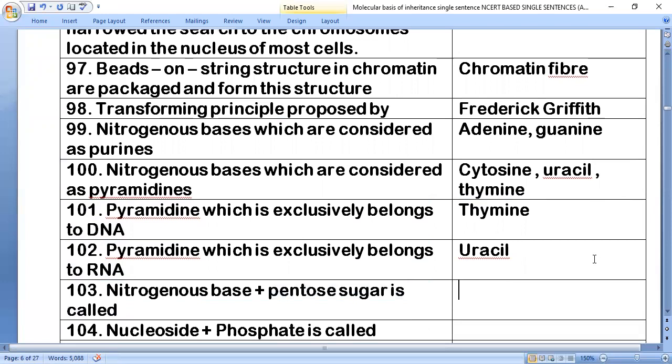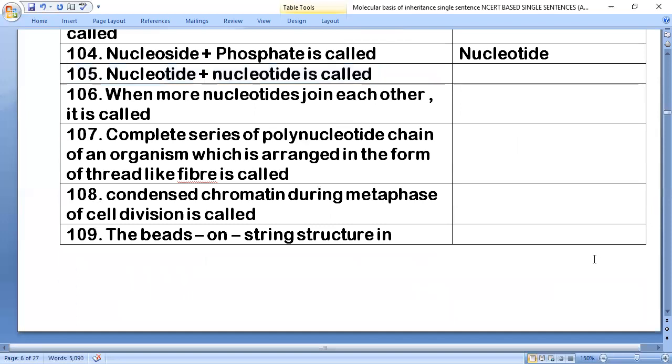Nitrogenous base plus pentose sugar is called nucleoside. Nucleoside plus phosphate is called nucleotide. Nucleotide plus nucleotide is called dinucleotide. When more nucleotides join each other, it is called polynucleotide.